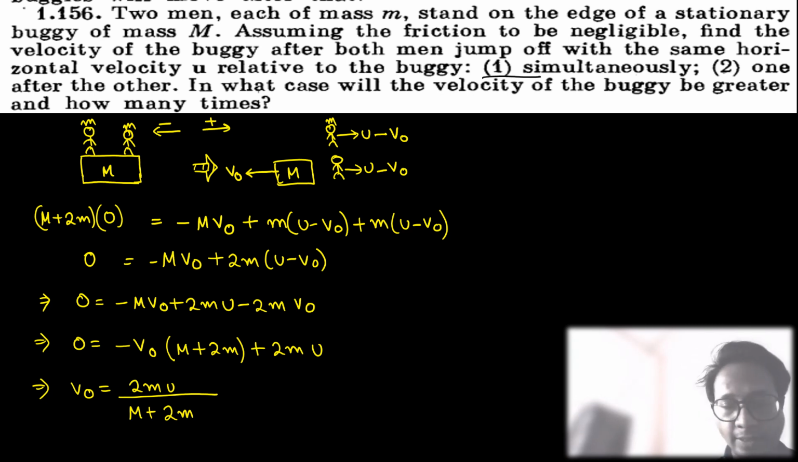Now if I solve this equation, the left hand side will be 0. I need to find the value of v naught. I couple these two terms together, and this becomes 2m times (u minus v naught). Let me expand this, take v naught common, and send everything to the left hand side. So in our first part, the velocity of this bogey, v naught, is 2mu divided by m plus 2m.